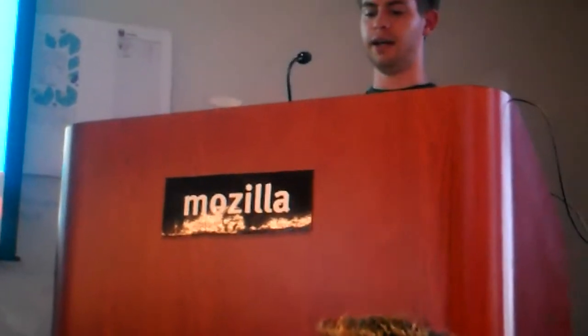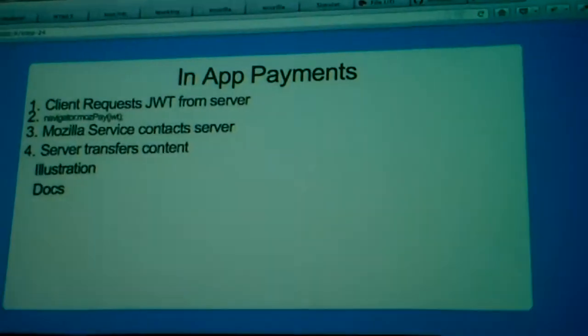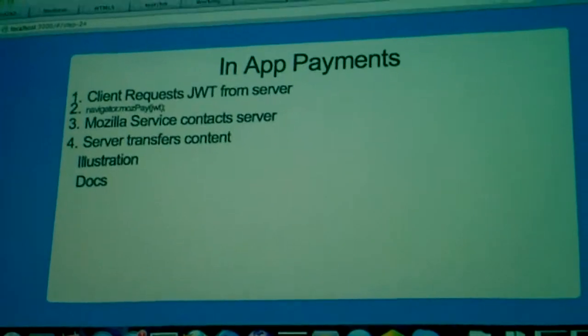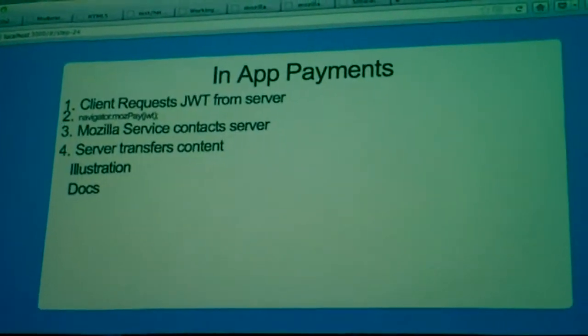And then the next is in-app payments, where you are required to run your own backend for this. The client would basically request what's called a JSON web token from your server that's cryptographically encoded. You call this new API navigator.mozpay and pass it the JSON web token, and the Mozilla service will then contact your server, and then you transfer the paid-for content.